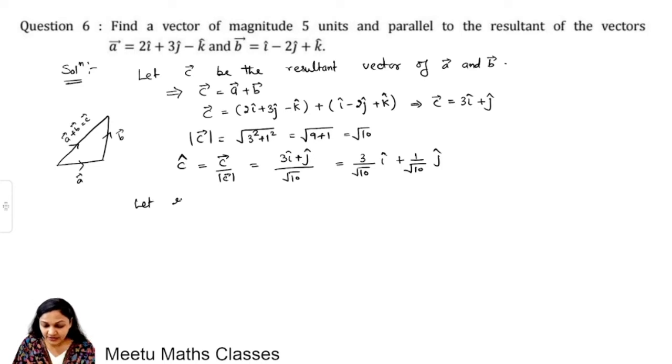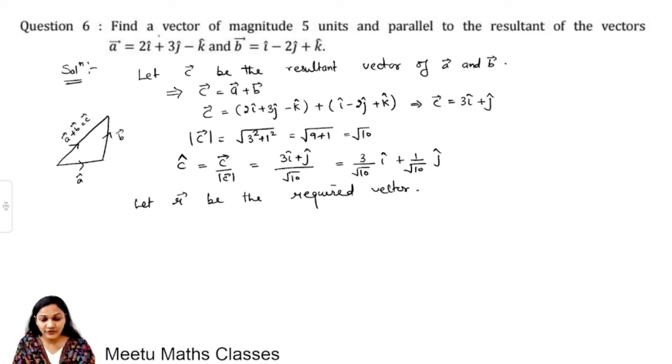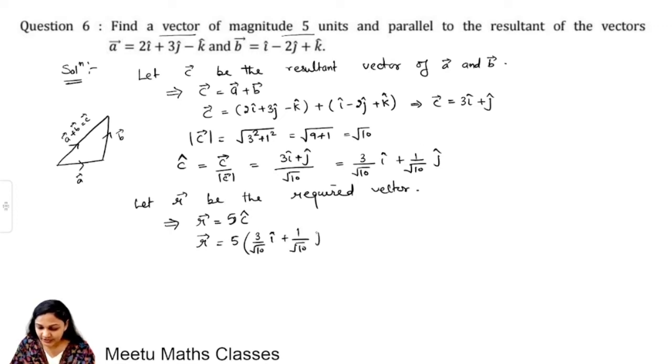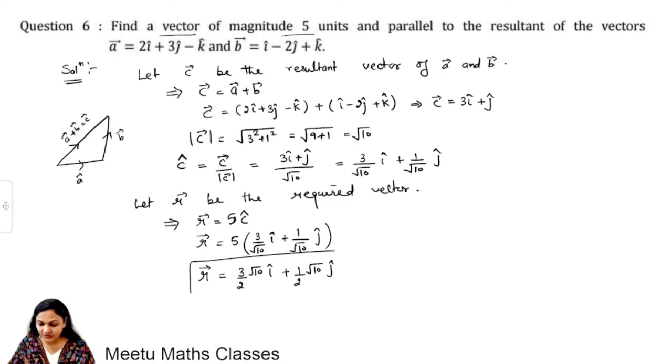Now let R be the required vector. जो आपको वेक्टर चाहिए वो suppose R है. You have to find a vector of magnitude 5 units. That means R has magnitude 5 units and is parallel to the resultant vector of A and B. तो आपको R को डायरेक्शन resultant vector of A and B की देनी है. So R will be equal to 5 times 3 upon root 10 i plus 1 upon root 10 j. So R, the required vector, will be equal to 15 by root 10 i plus 5 by root 10 j, and this is the required vector.